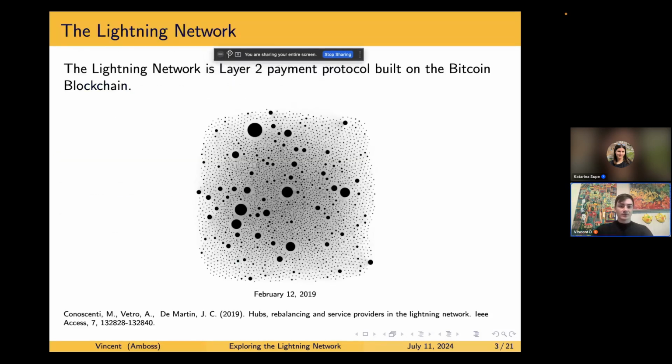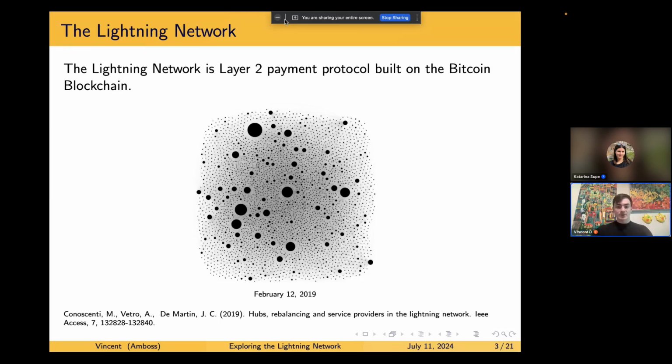So just to start with, the Lightning Network is a layer 2 payment protocol built on top of the Bitcoin blockchain. For it to be a layer 2 payment protocol, the payments have to occur off-chain, and there has to be a trustless way to settle those payments on the base layer.